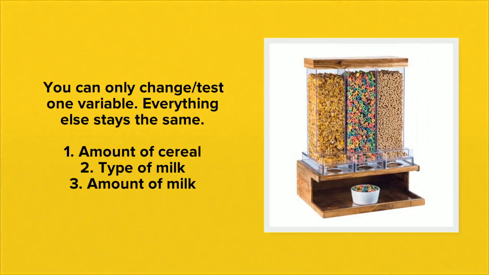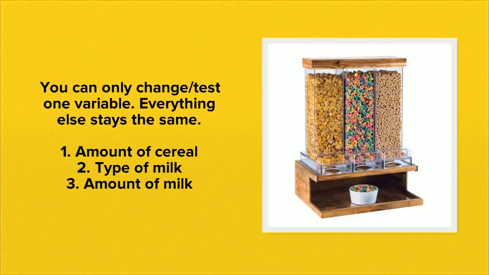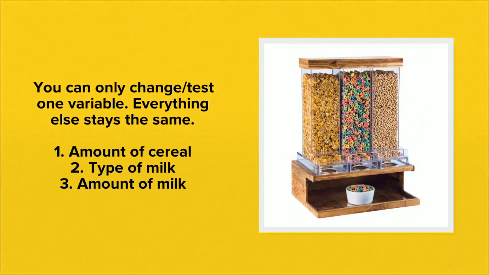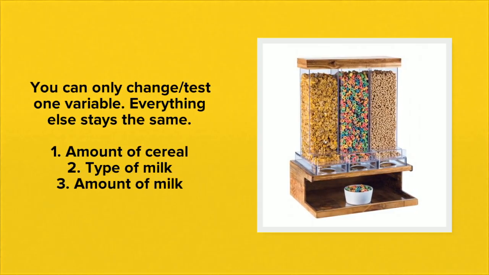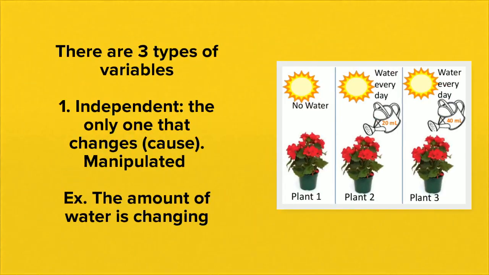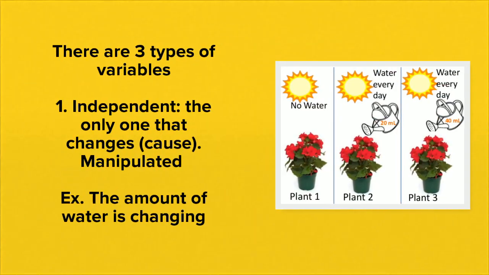Remember, you can only change or test one variable. Everything else must stay the same. So, the amount of cereal has to be the same, the type of milk has to be the same, even the amount of milk has to stay the same. There are three types of variables.